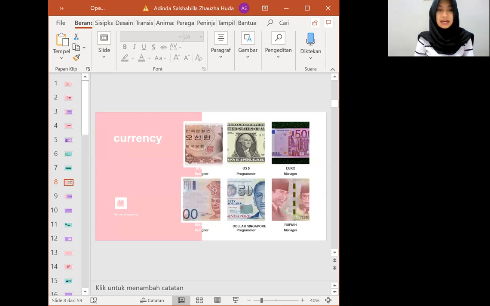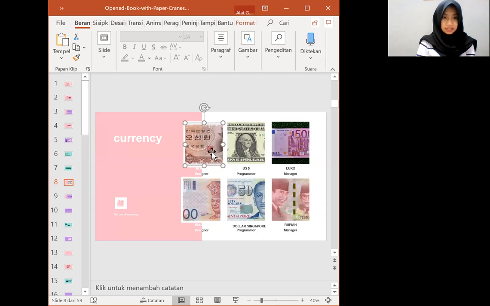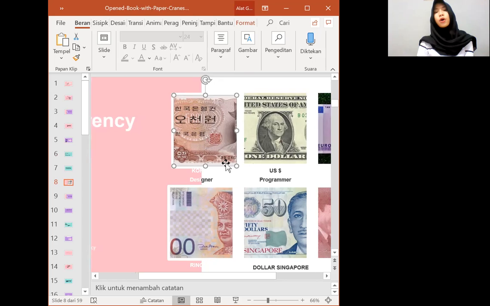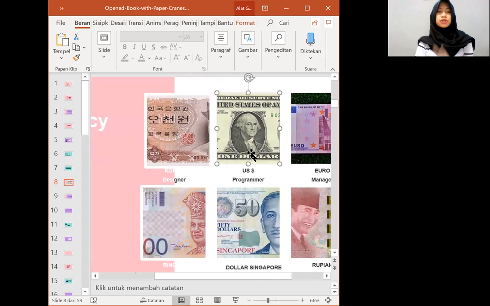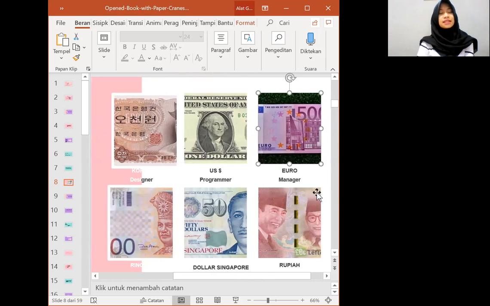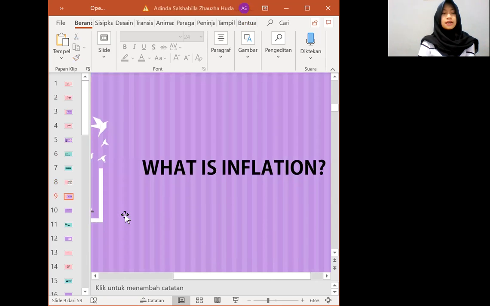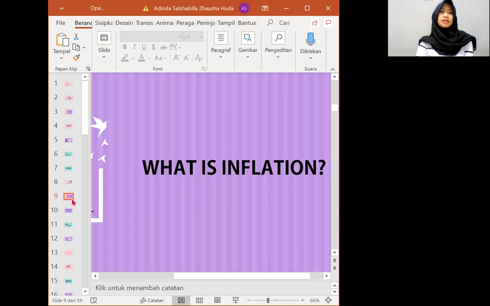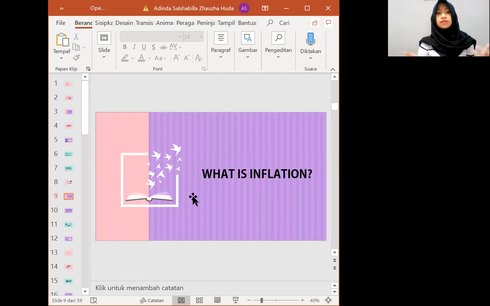And next, there are currencies. There are many currencies in the entire world. First, in the example that I show you, this is one from Korea. Second is US dollar from United States, euro, and then ringgit from Malaysia, dollar Singapore, and also rupiah.